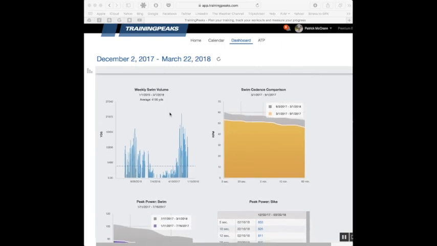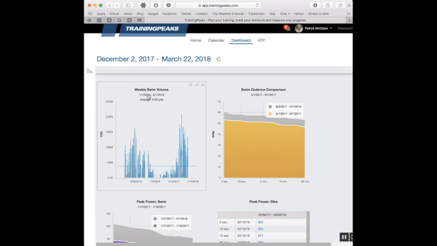I have a couple of swim charts here. I've got swim volume, swim cadence, and then peak power for the swim as well. I do have a power meter with my Vasa. First and foremost, we have this weekly swim volume chart. This is a big long-term view. I've set this up for long-term.